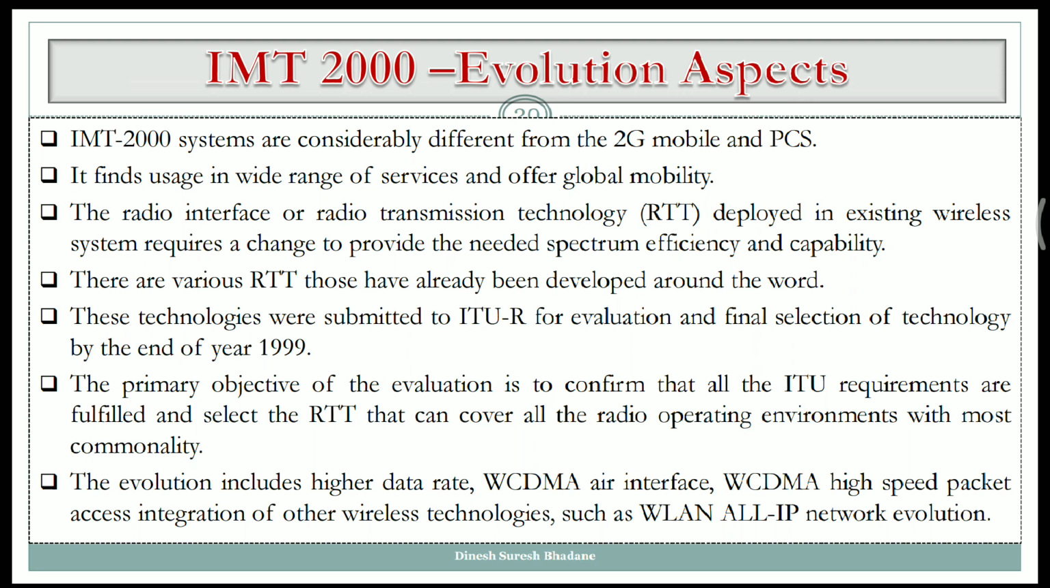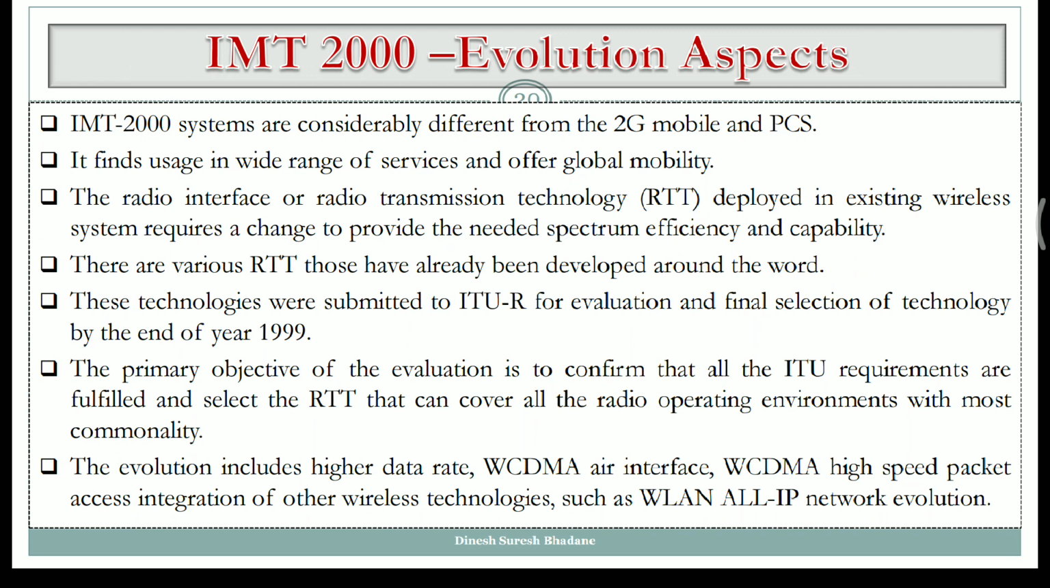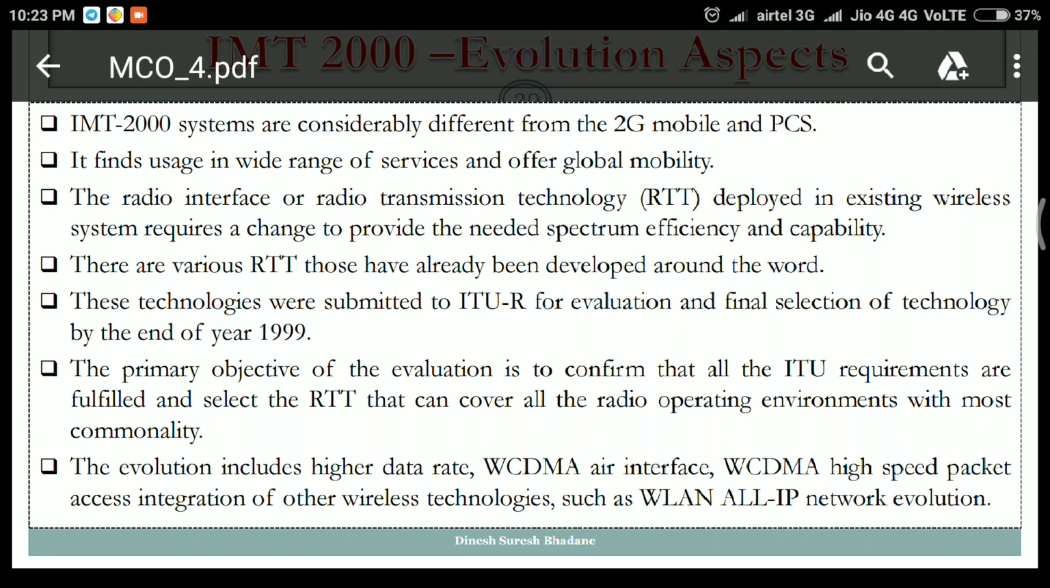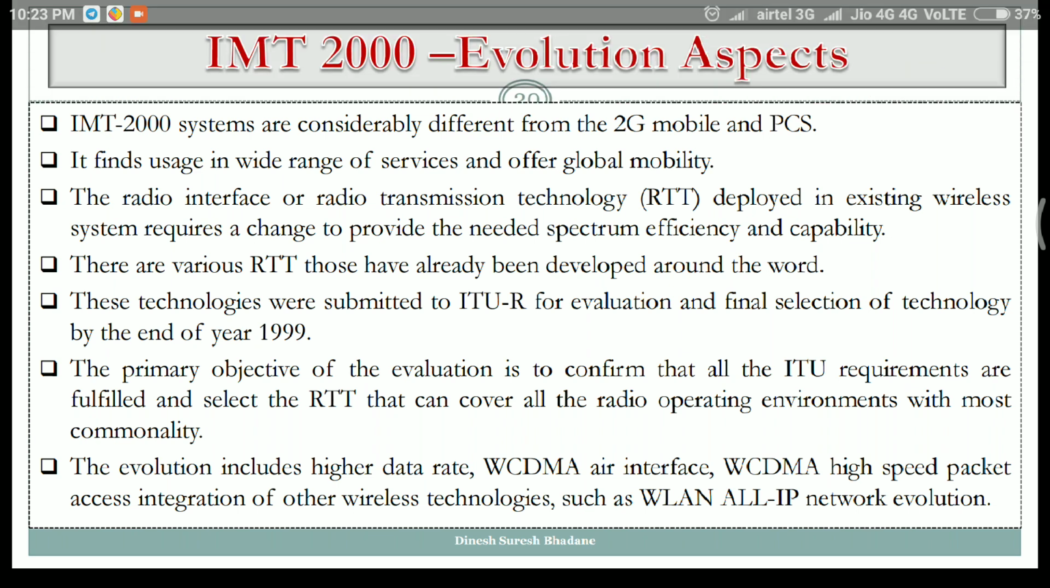The radio interface, or the radio transmission technology, which is deployed in the existing wireless system, requires a change to provide the needed spectrum efficiency and capability. There are various RTTs that have already been developed around the world. These technologies were submitted to the ITU-R for evaluation and final selection of technology by the end of year 1999. Here the 2000 represents its established year, and ITU stands for International Telecommunication Union. The primary objective of the evaluation is to confirm that all the ITU requirements are fulfilled and select the RTT that can cover all the radio operating environments with most commonality.